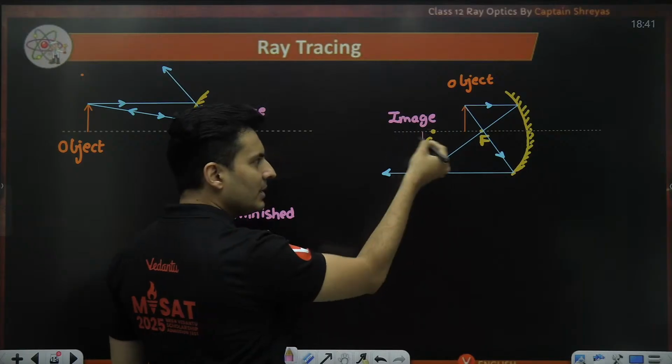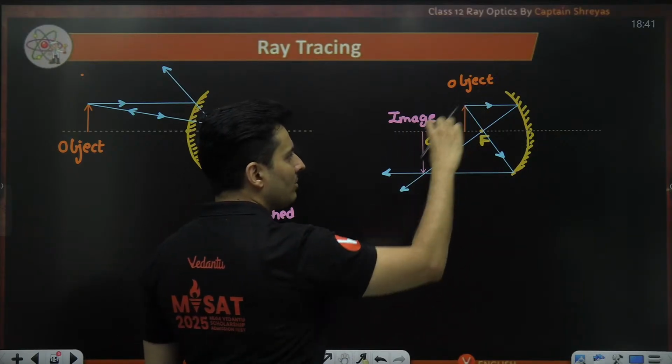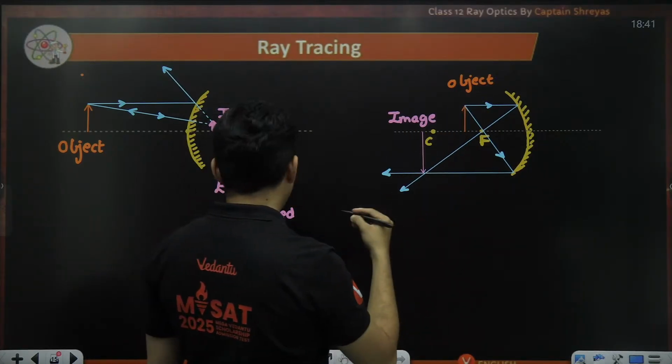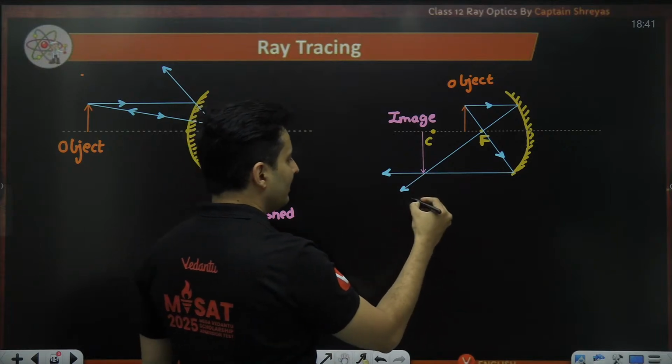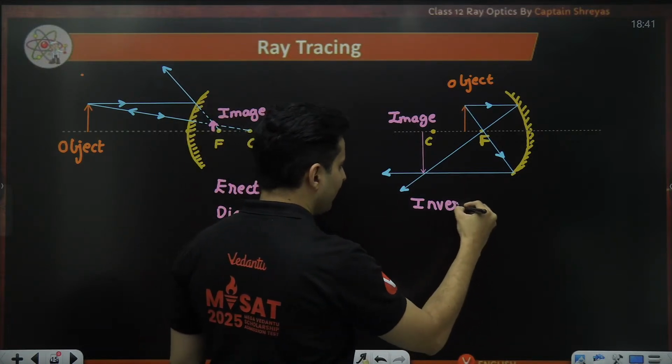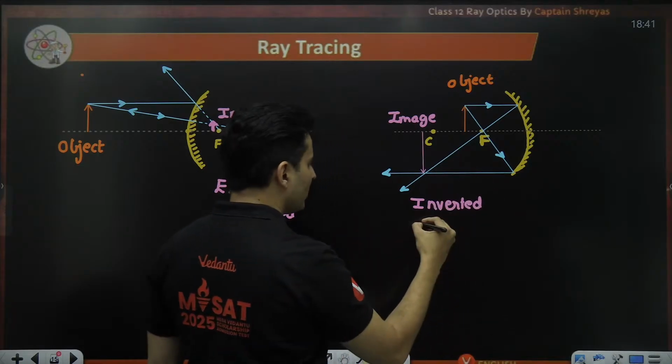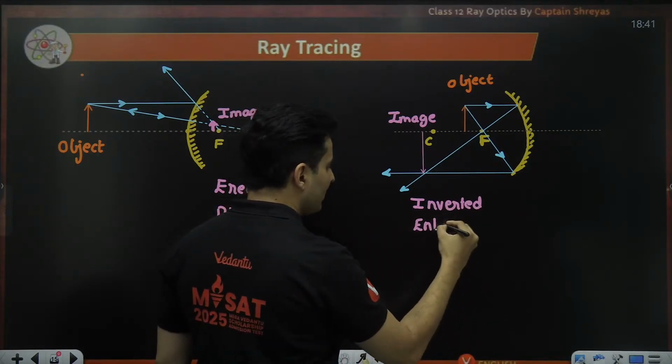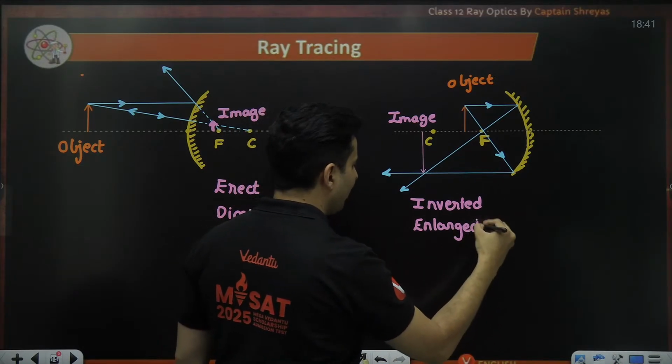The image will be formed beyond C. As you can see, this is the object. The image is slightly bigger and it is also inverted. So I will say the image is inverted in this case. It is also enlarged because it is bigger than the object. It is magnified.